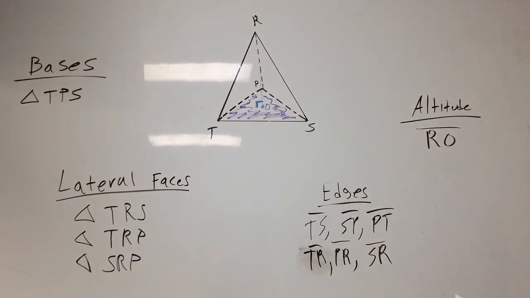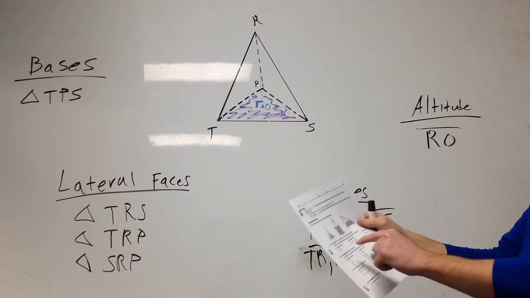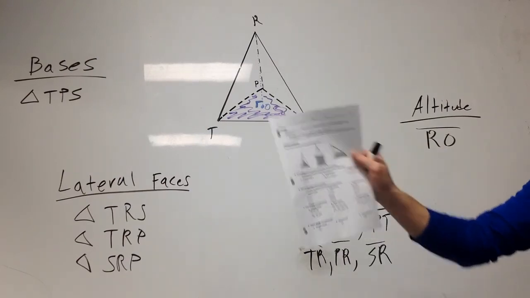So now what I want you guys to do is pause the video, and I want you guys to go name all of the stuff that has to do with a square pyramid and a trapezoidal pyramid.